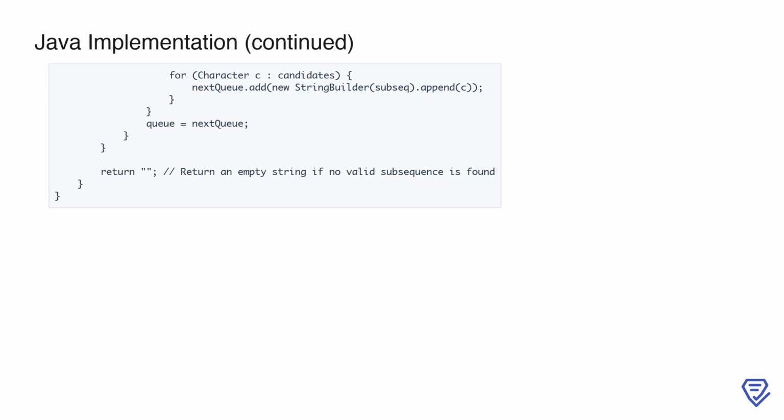If no valid subsequence is found after trying all lengths, we return an empty string as the result, indicating that there is no subsequence that meets the criteria of being repeated k times in the original string. This completes the implementation of the solution.